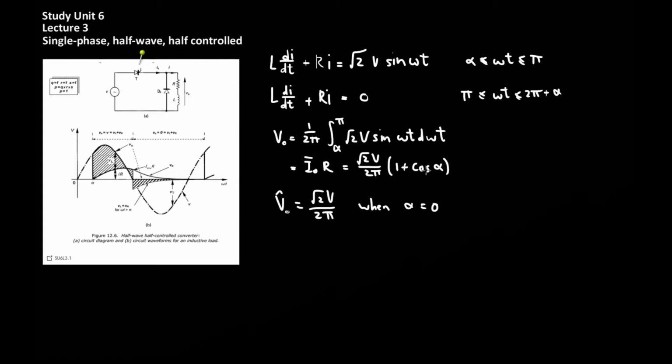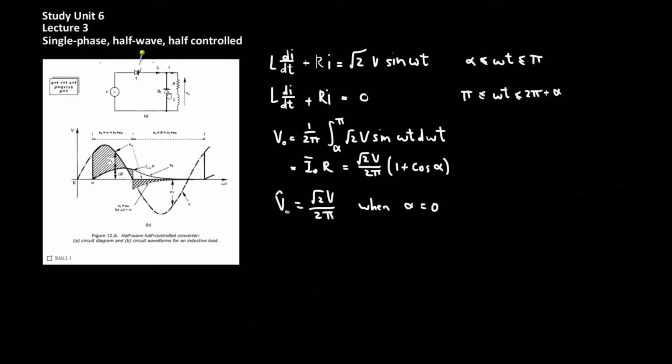The output voltage is maximized when the cos function is maximized, and this happens when alpha is equal to 0. When that is the case, the maximum voltage output is equal to the square root of 2 multiplied by V, which is the input voltage, divided by 2 pi. As before, there will be two conduction modes for this circuit: a continuous conduction mode and a discontinuous conduction mode.